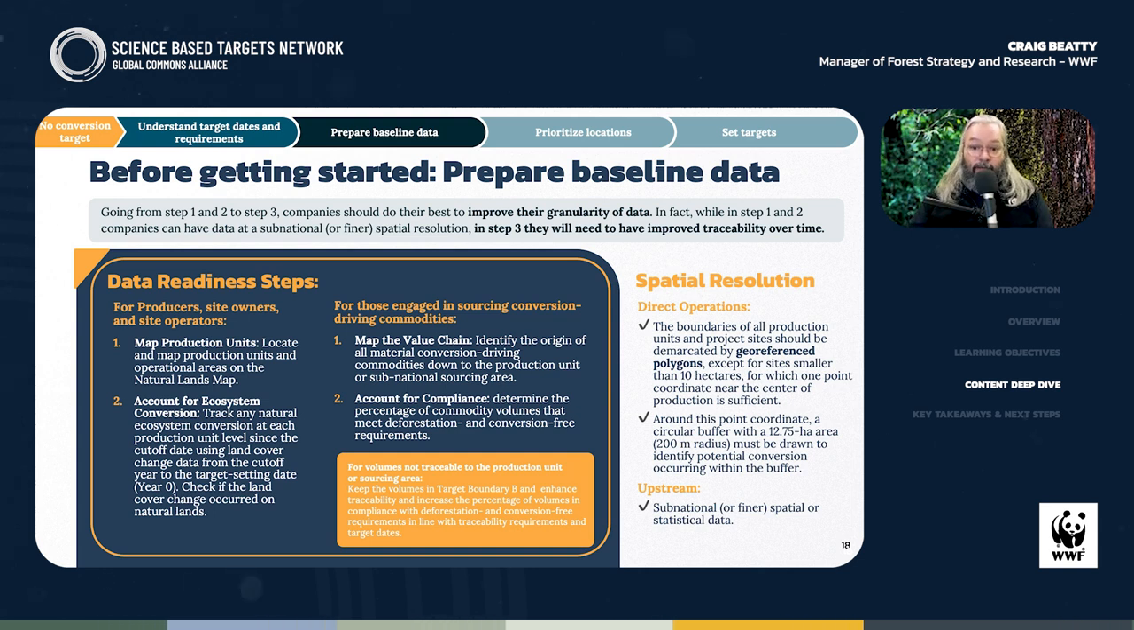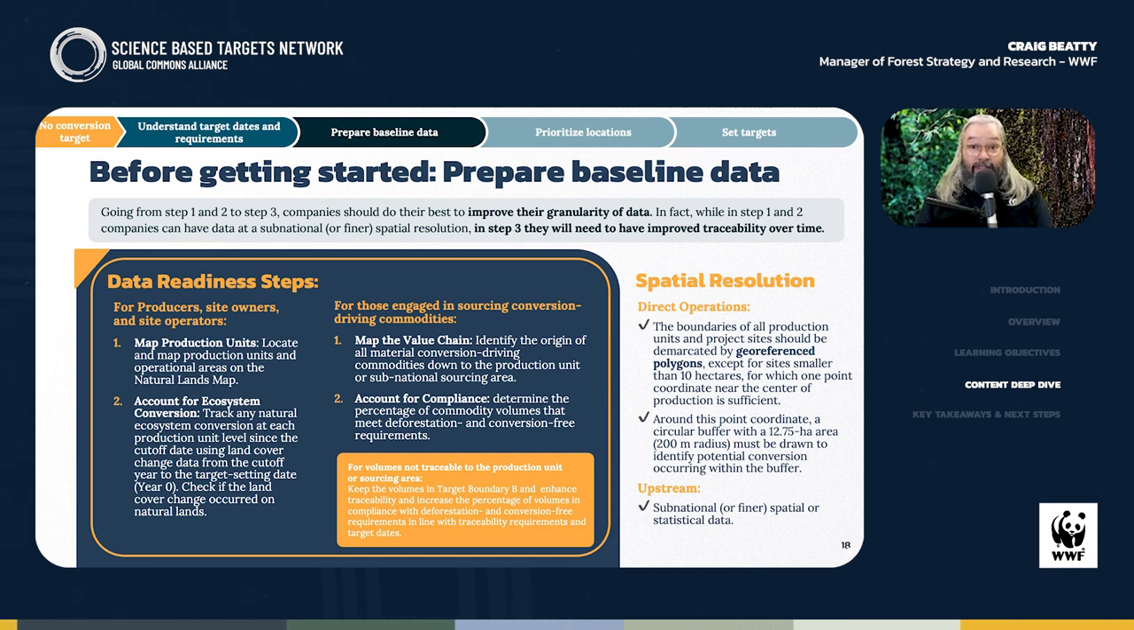In more detail, the requirements for commodity producers, site owners, and site operators are different from the requirements of those sourcing conversion-driving commodities from upstream of their own operations or outside of their control. For producers, site owners, and operators, these must first demarcate all production units and all operational areas with georeferenced boundaries, as in polygons, with the exception of small sites that are less than 10 hectares, for which one point coordinate near the center of production is sufficient.